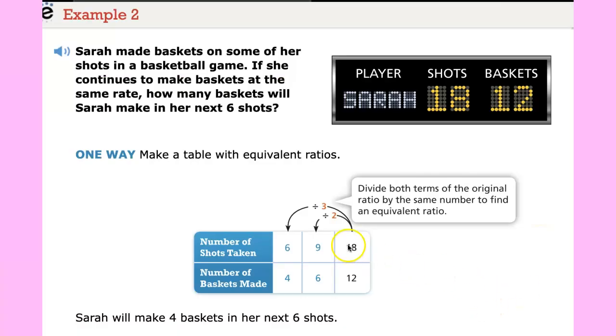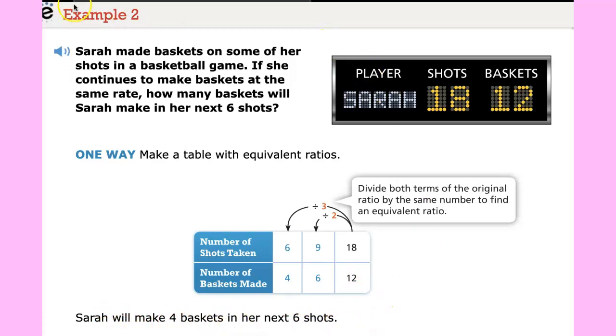So we started with 18 and 12, but we were looking at 6, right? So we could go back by dividing it by 2 to make 9, and we know that you could also divide it by 3 to get 6. So what will you do with 18 to make it 6? You divide it by 3. It is the same when you do it with 12. If you divide 18 by 3 to get 6, you have to divide 12 by 3 to get 4. So Sarah will make 4 baskets in her 6 shots.